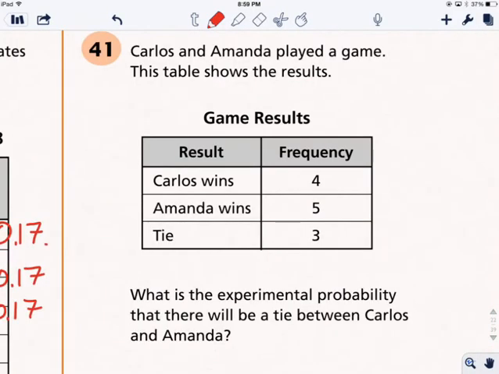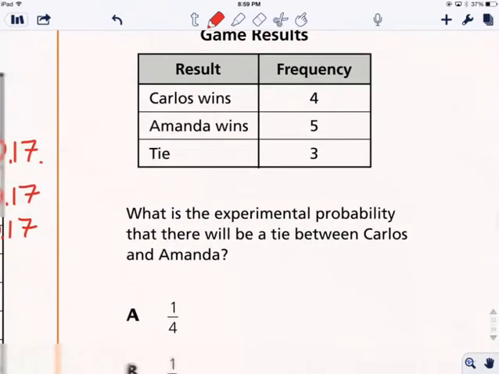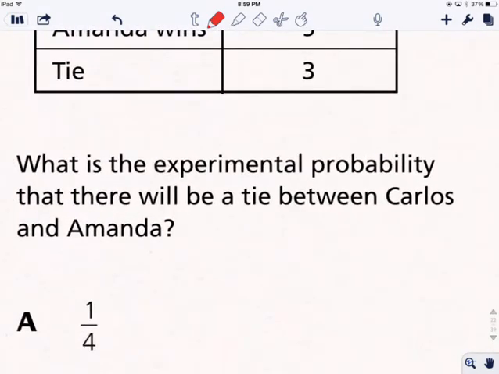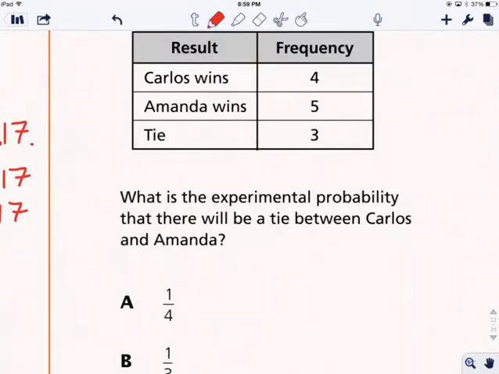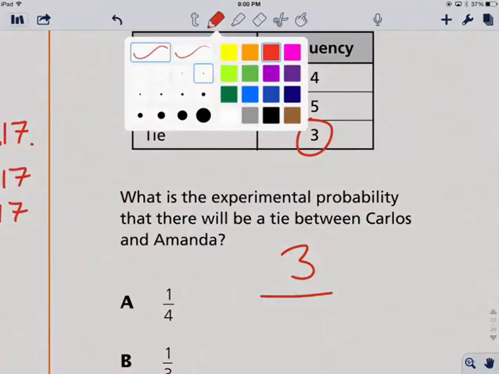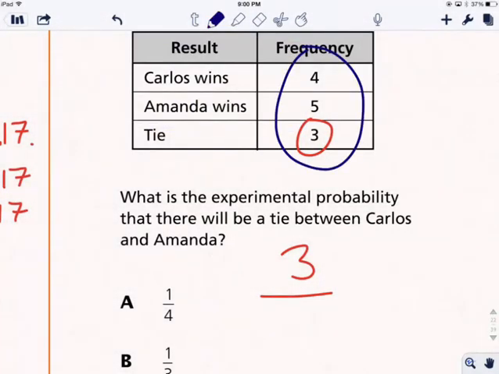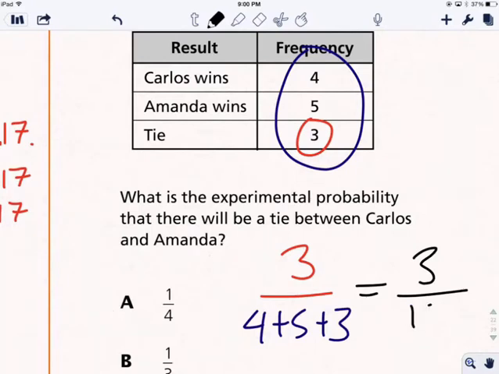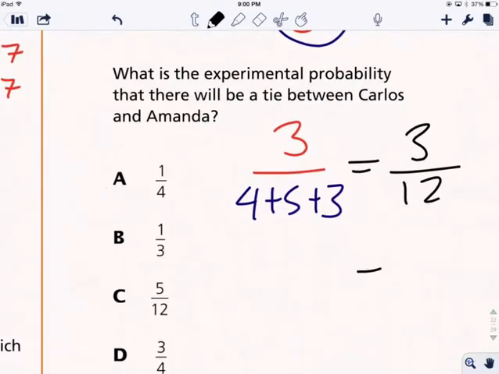In number 41 here, we're given a table, and we are asked to find the probability that there will be a tie between Carlos and Amanda. Now, in order to find probability for this situation, we need to take the number of times that the two players tied, 3, and divide that by the total number of times they played, which is 4 plus 5 plus 3. So 3 divided by 9 plus 3, 12. 3 over 12 is 1/4. So the correct answer choice is A.